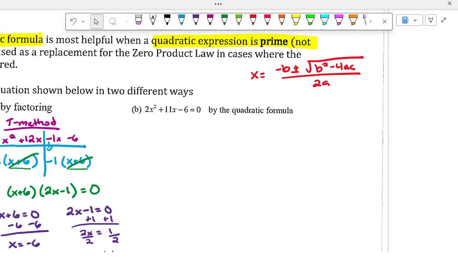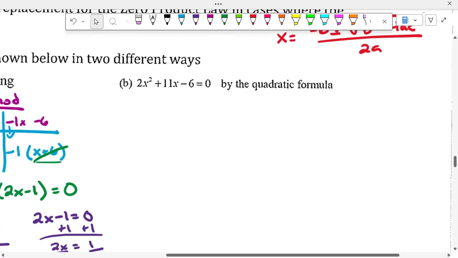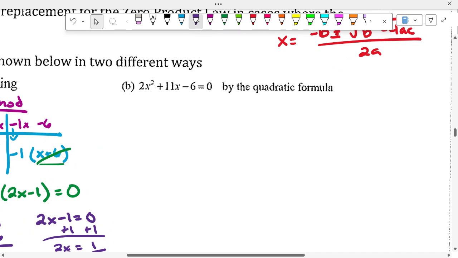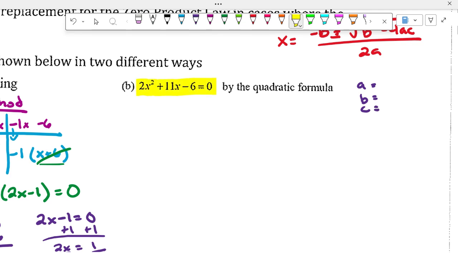All right. Now, whenever you solve with quadratic formula, I always identify a, b, and c first. So we're using the exact same problem. And you've got to make sure it's equal to 0 already, which it is. If it's not, just like when we were solving with factoring, we've got to move things around the equal sign. So what's my a value? 2. B? 11. C? Negative 6.